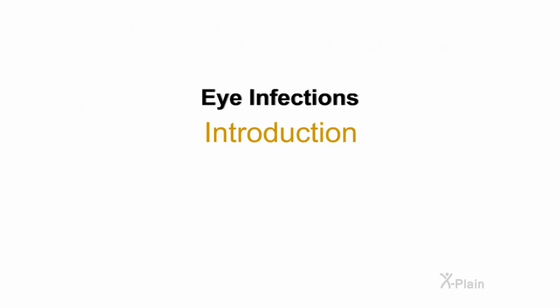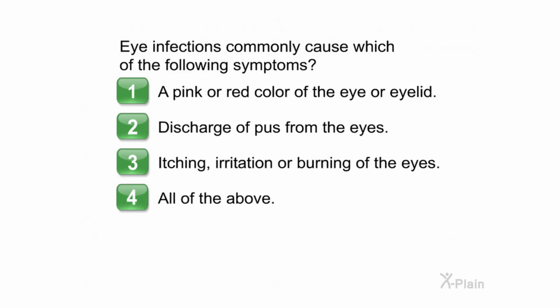Eye infections. Introduction. Eye infections commonly cause which of the following symptoms? Choose one of the following options. 1. A pink or red color of the eye or eyelid. 2. Discharge of pus from the eyes. 3. Itching, irritation, or burning of the eyes. 4. All of the above.